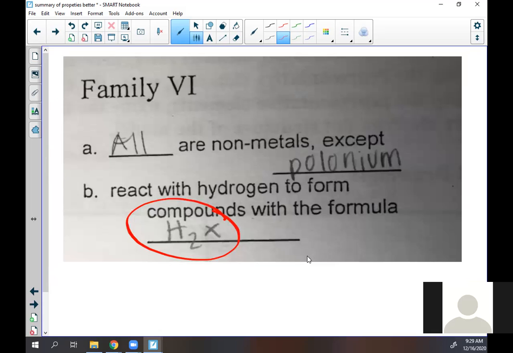All right, family 6 goes fast. All are nonmetals except for polonium. They react with hydrogen to form compounds with the formula H2X. So like family 6 has something like oxygen in it. If oxygen were to react with hydrogen, it would form a H2O ratio. We already knew that. It's nice to learn more.